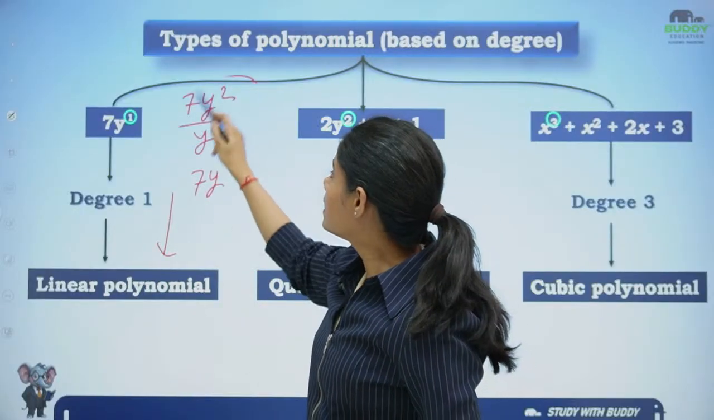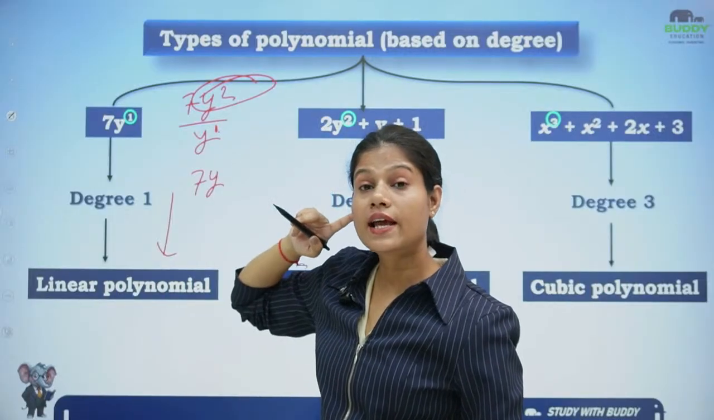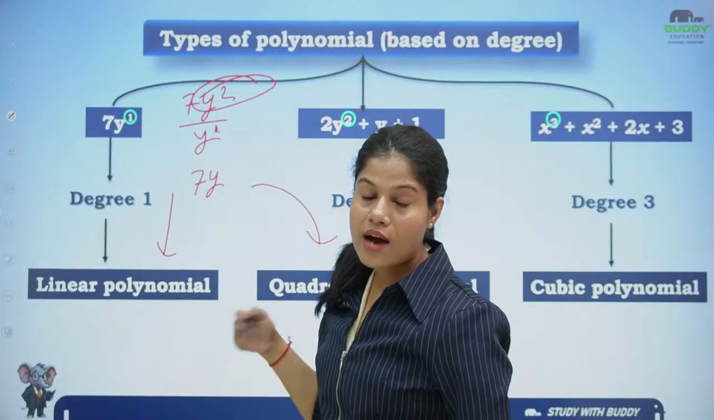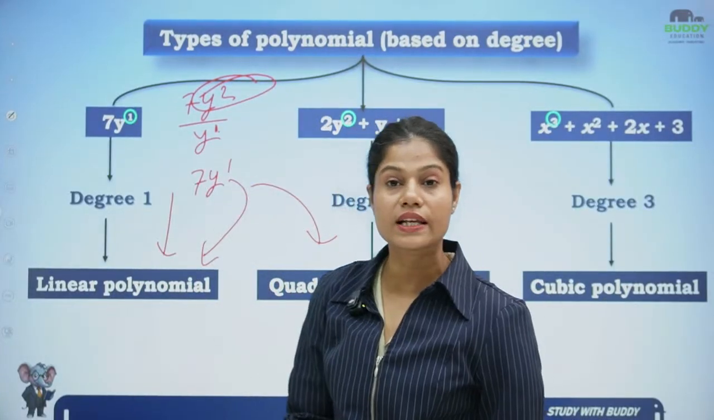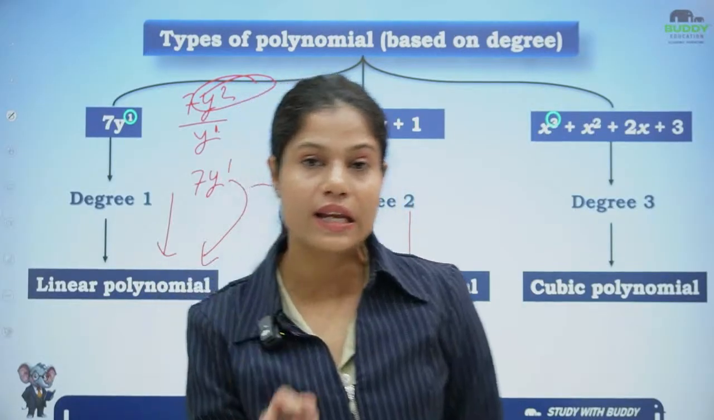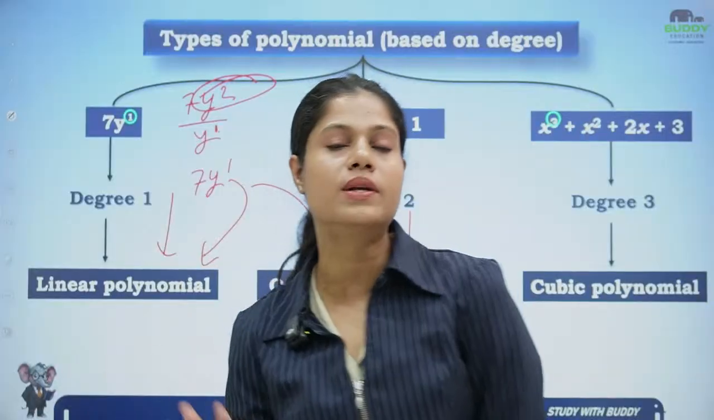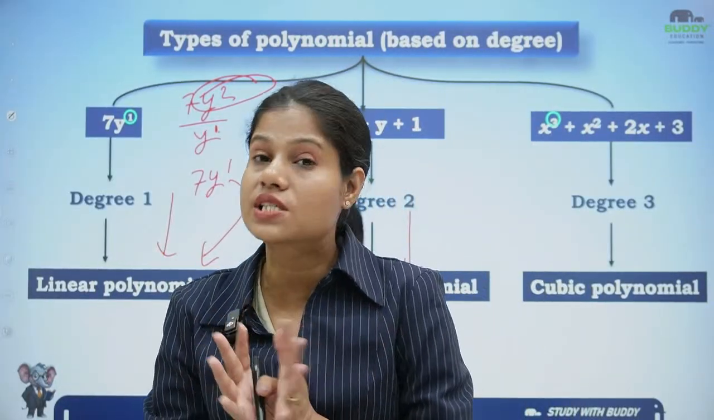Now in general it may look like the power is 2, so the degree will be 2 and it will be quadratic. But after simplification you get to know that it is not quadratic, it is a linear polynomial. So again and again I'm telling you, because this is a very common mistake that we usually make, that we don't simplify and then we state our answer.